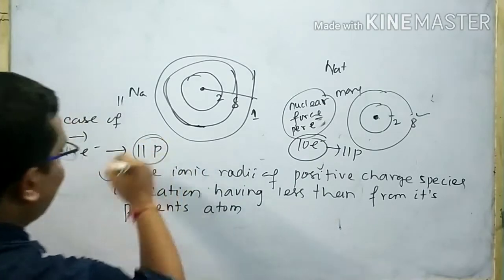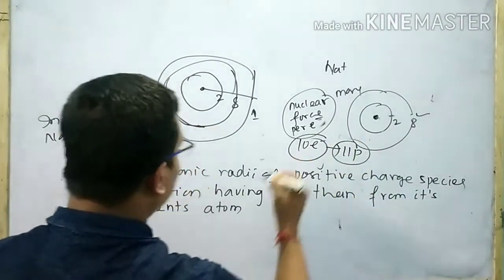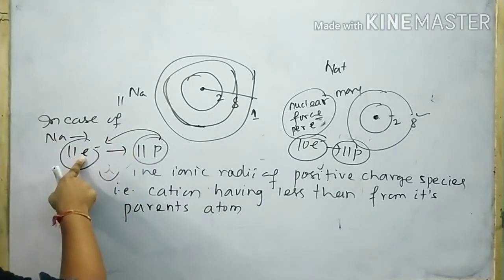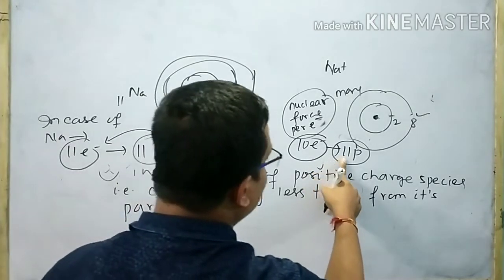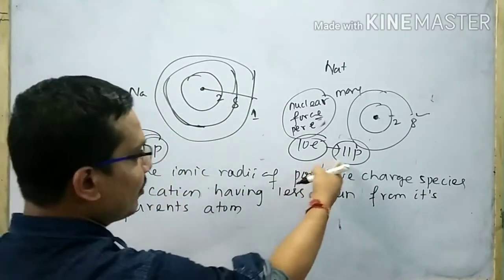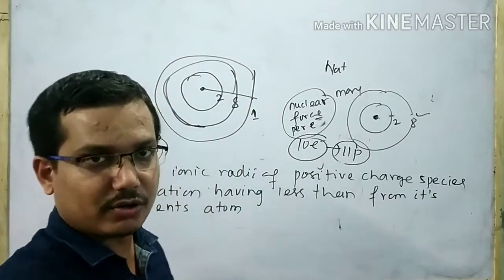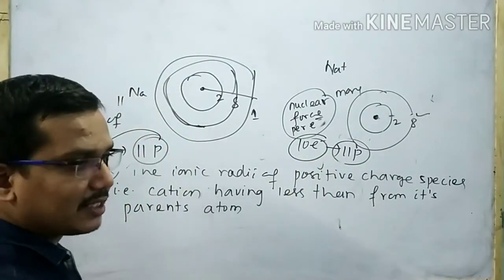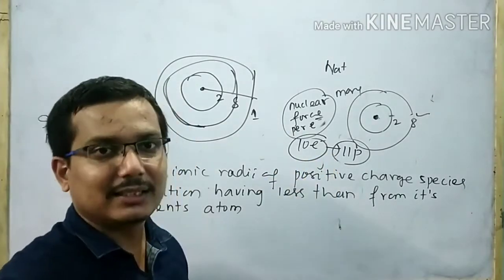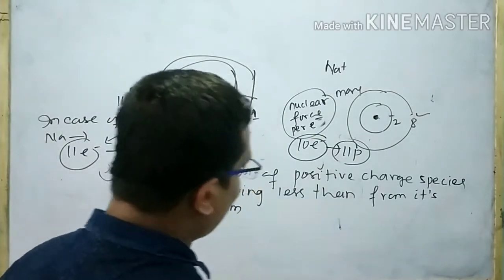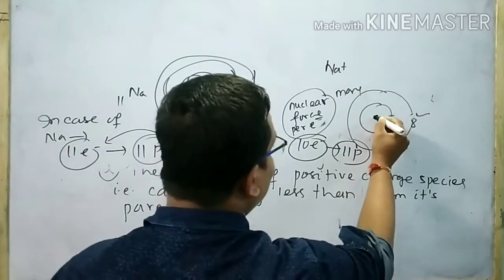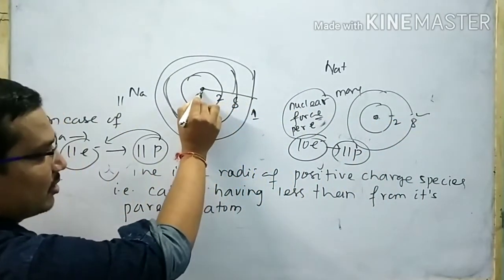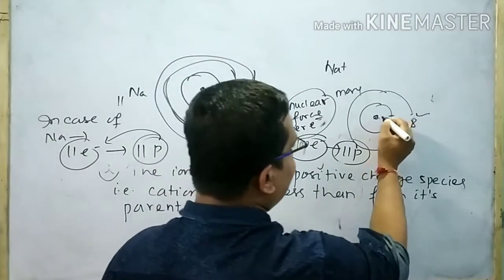Here no doubt there are 11 protons, here also 11 protons, but here this charge is distributed among 11 electrons. But here the nuclear charge arising due to the 11 protons is distributed among 10 electrons. There is 1 electron short in the Na+ ion. As a result, there is an increase in the nuclear charge for 1 electron. And the nucleus withdraws the valence electron more as compared to this nucleus. As a result, the radius will decrease.